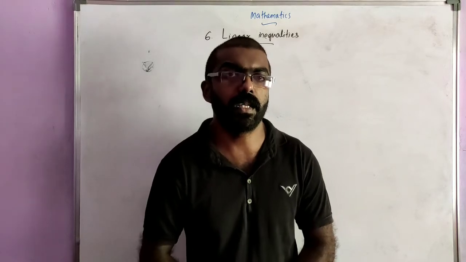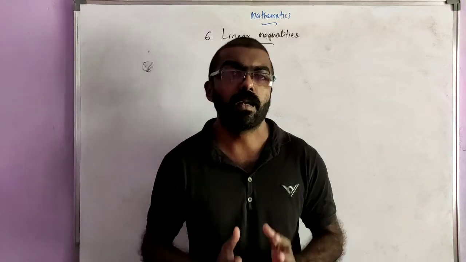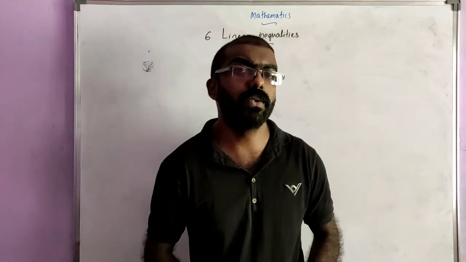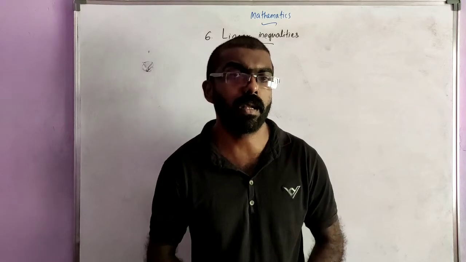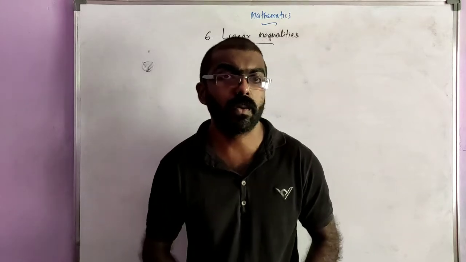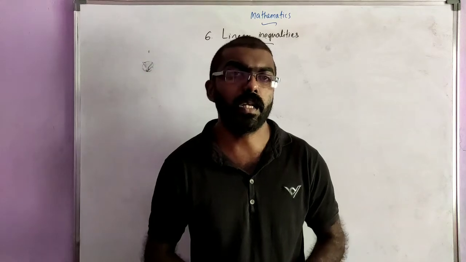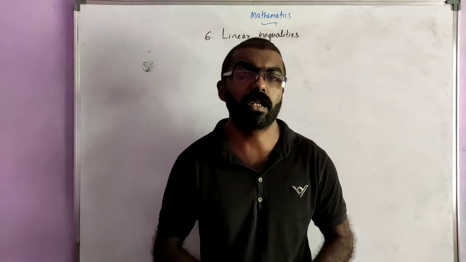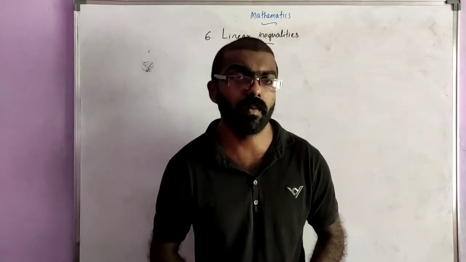Last class we started the chapter Linear Inequalities of NCERT Class 11 Mathematics Textbook. Let's have a quick review of the topics that we have discussed so far. What is an inequality? Two real numbers or two algebraic expressions connected by the symbol less than, less than or equal to, greater than, or greater than or equal to is known as an inequality. And by linear inequality we mean, if the degree of an inequality is 1, then it is known as what? Linear inequalities.